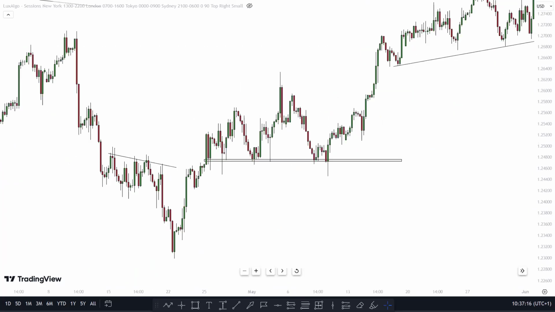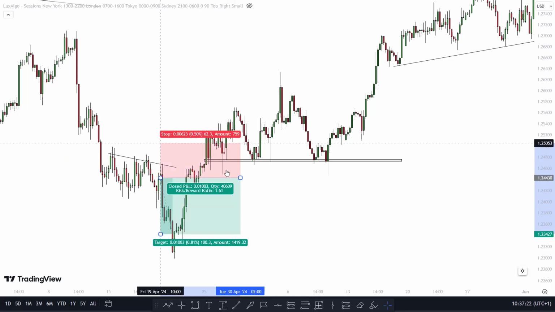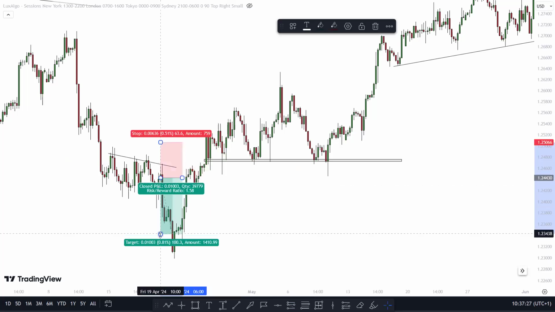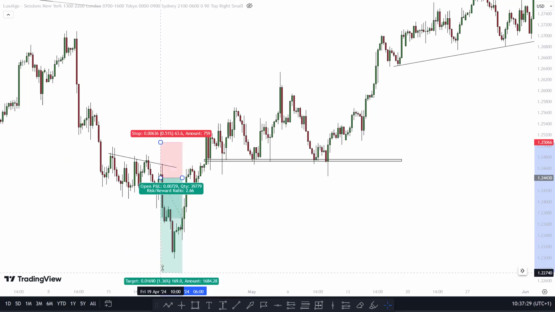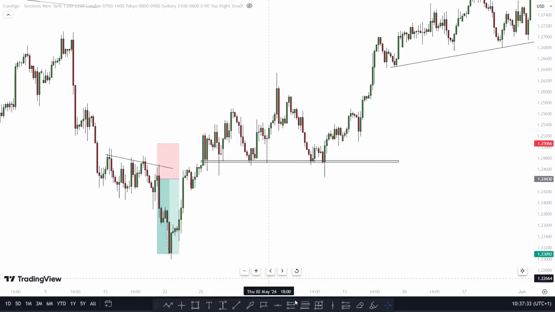Don't forget, I said we want to take a short at the resistance zone, with the stop loss above that point. And then your take profit should be at least 1 to 2. So you see here, this is a winning trade. Now we want to take a long here.